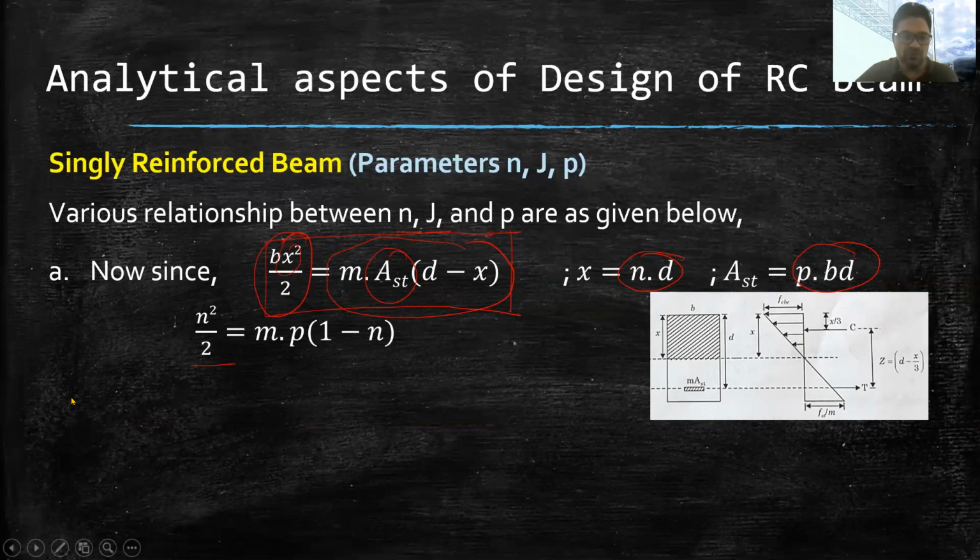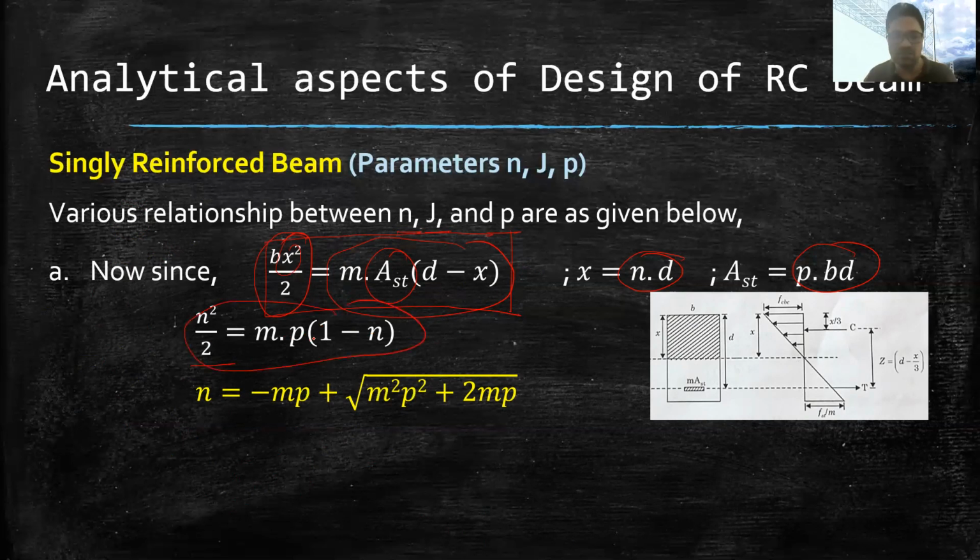On further solution, this equation will be converted into a quadratic equation, and the quadratic equation can be solved and the following relation will be obtained. So the n value can be calculated by this relation. If we know the modular ratio and the p value, we will be able to identify the value of n with this relationship.